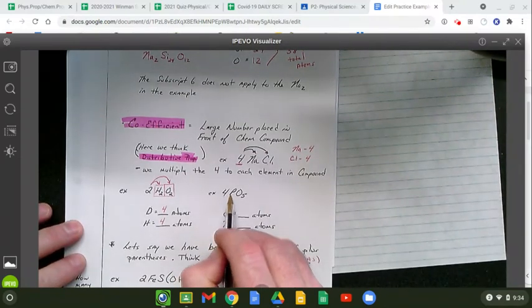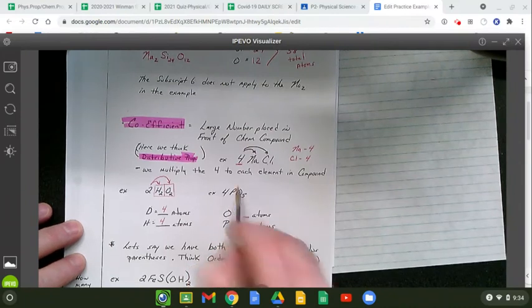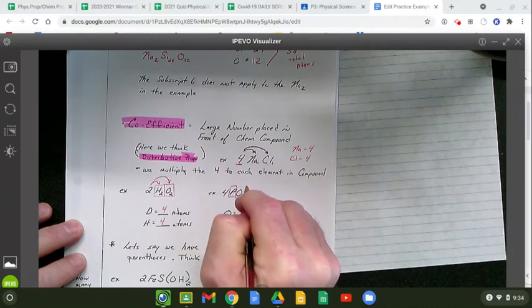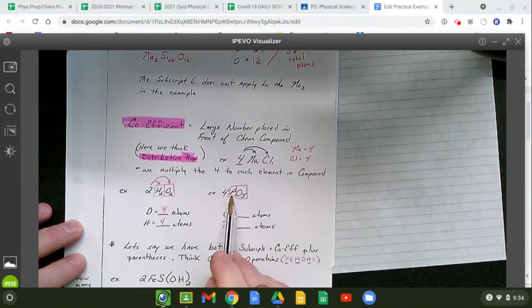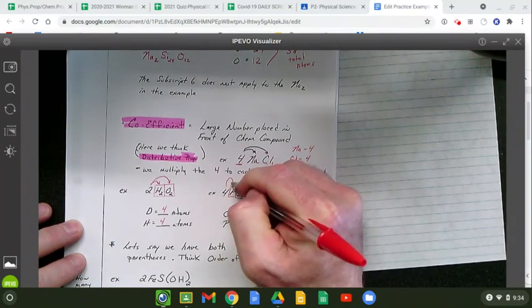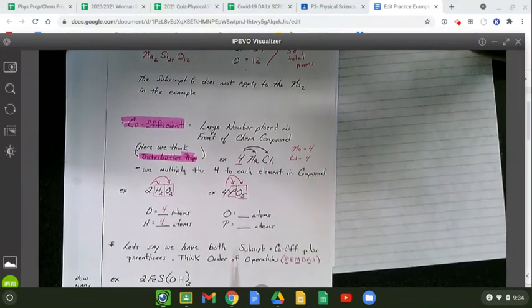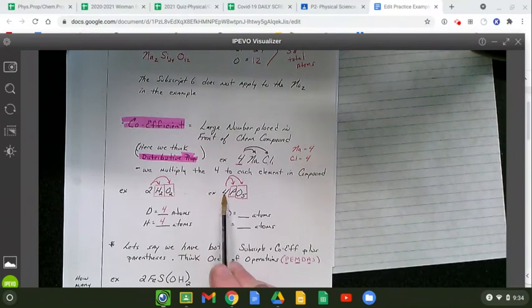We have 4 P2O5. P stands for phosphorus, O is oxygen. So we have our 2 elements involved in the compound. We have phosphorus, which there's no subscript, so we know that this is 1 phosphorus. And the 5 tells us there are 5 oxygen atoms. But we're going to distribute this coefficient to each element in that compound. So here we have 4 times the 1 P, so that gives us 4 phosphorus. And then 4 times the 5 oxygen, 4 times 5 gives us 20 atoms of oxygen. Okay, so far so good.